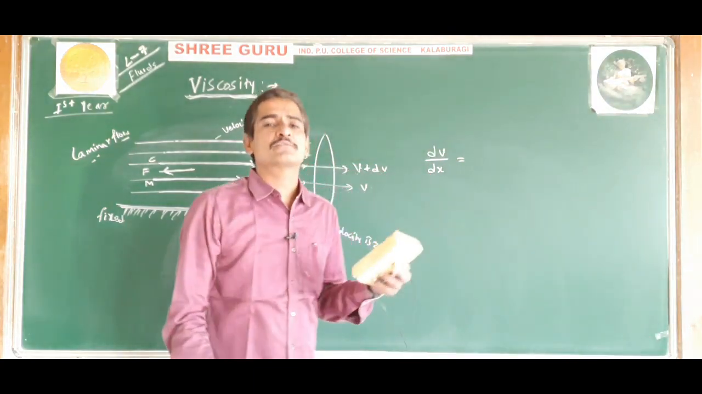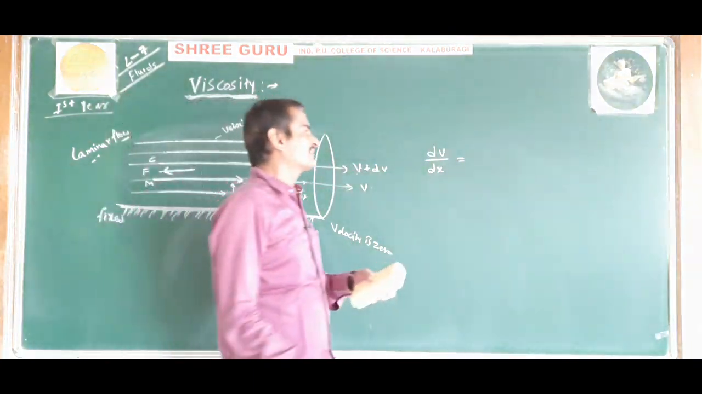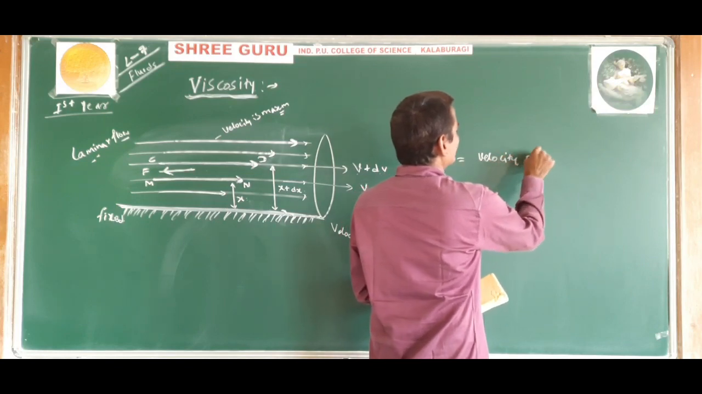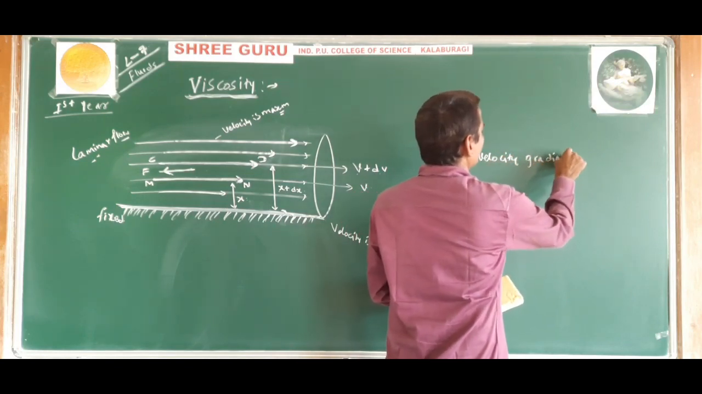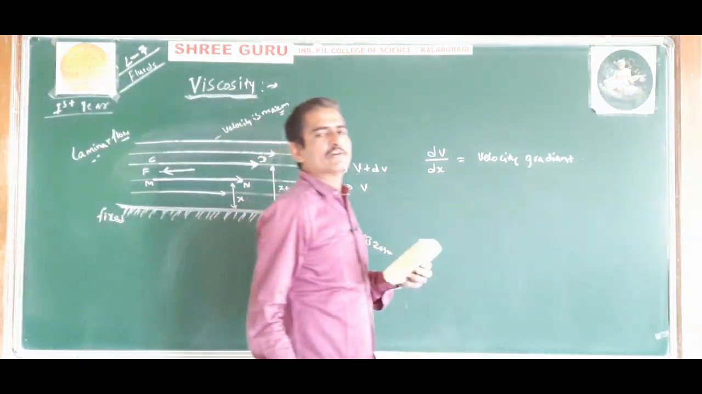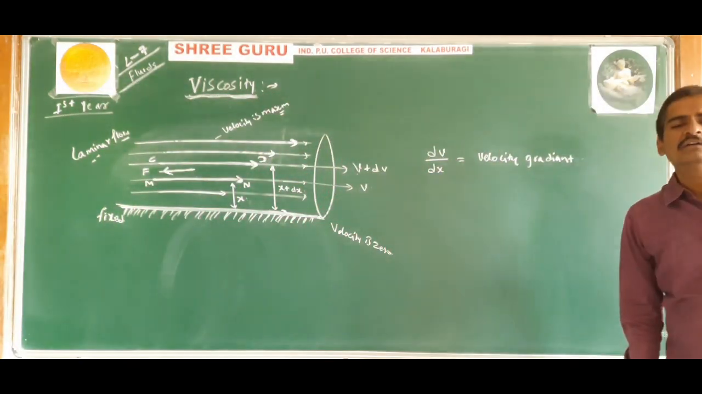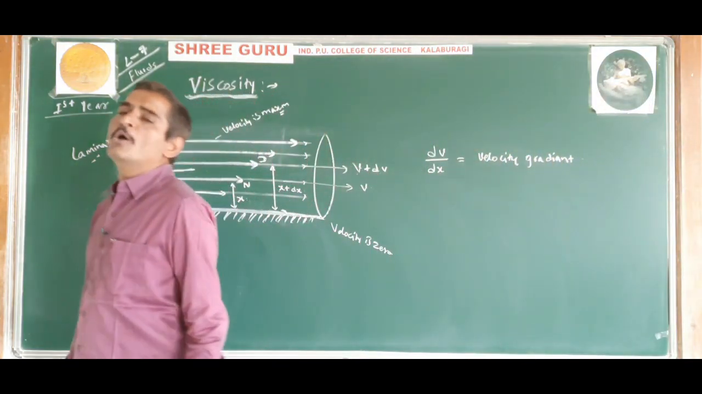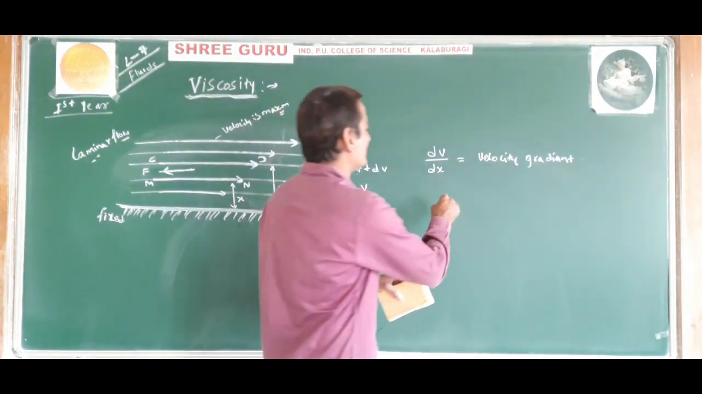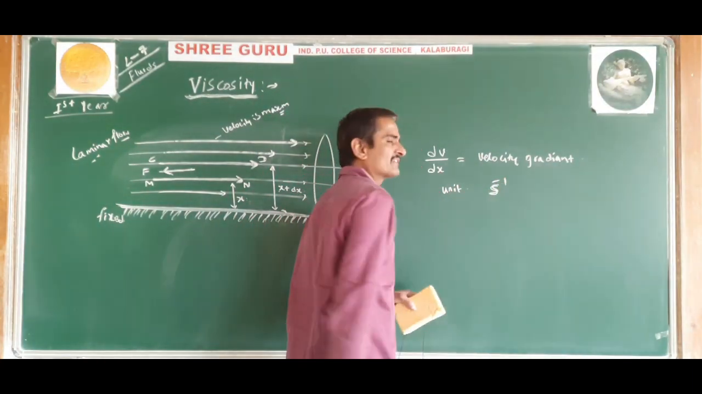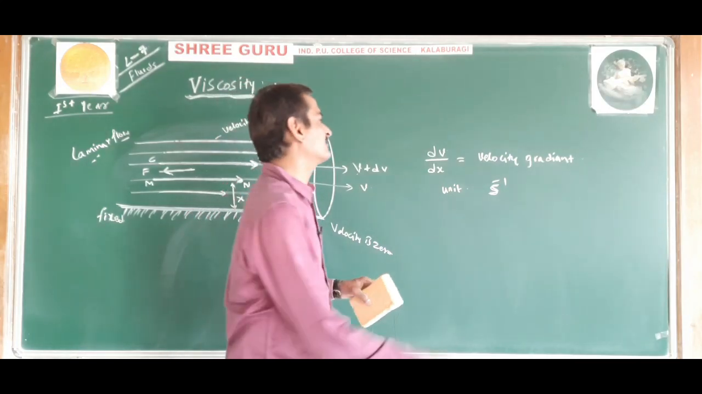The rate of change of velocity with distance is called velocity gradient. What is velocity gradient? If they ask, the rate of change of velocity with distance is called velocity gradient, and the unit of velocity gradient is per second.